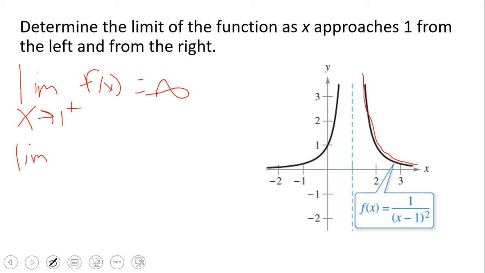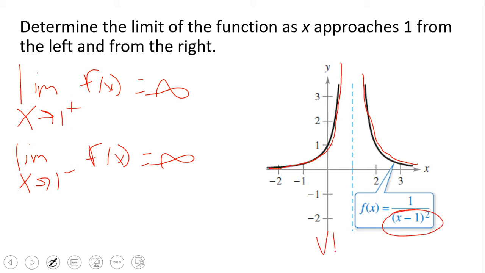Let's say that we were doing a left-handed approach. So approaching 1 from the negative side, that means that we would be on this branch right here. And again, as you get closer and closer to 1, you can see that the graph continues to go all the way up to positive infinity. Again, make sure you remember the reason why the vertical asymptote is here at 1 is because that's what makes the denominator 0.